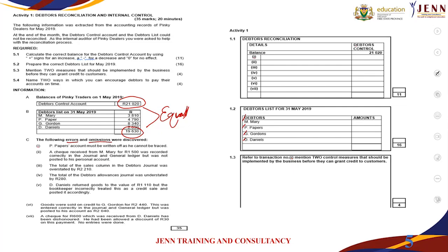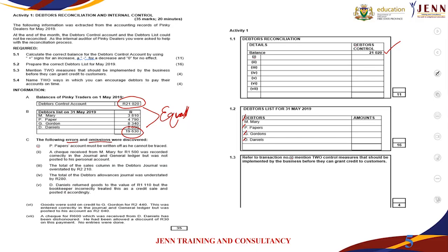Now, the first instruction there says, calculate the correct balance on the debtors control account by using plus signs for increase, minus for a decrease, or zero for no effect. Now, let's start with that question first. As we carry on with our activity, in information A, we do have the balance of the debtors control, which has already been inserted for us. So we don't have to worry about that one.